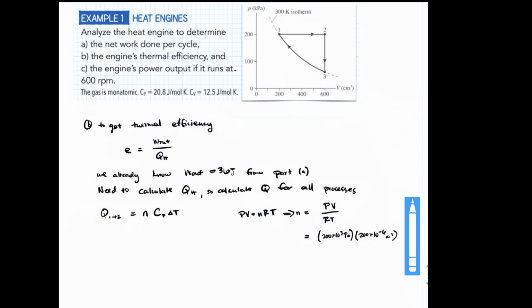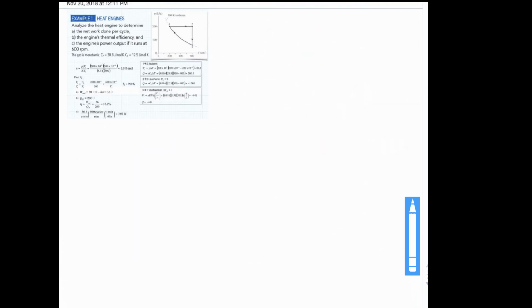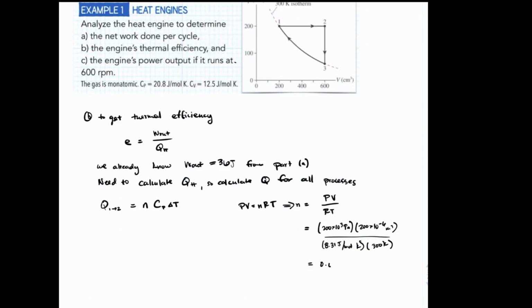So just taking any point on the graph works. In this case, we've taken point 1, and we know the pressure, volume, and temperature at that point. Because remember, at every point on this graph, if you take PV divided by RT, it should give you the same number of moles. All right, so going back to this, we have 0.016 moles, so a pretty small amount of gas there.